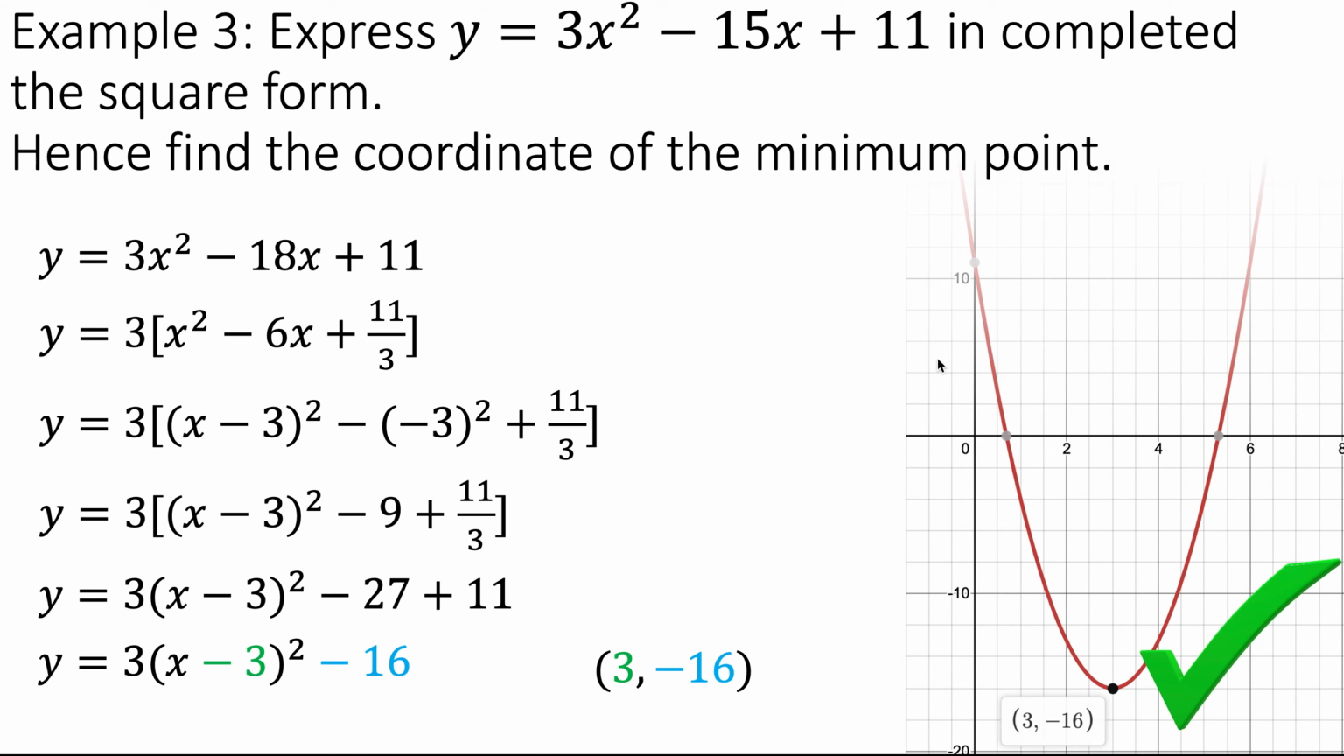And the x coordinate is the opposite of what's in the bracket, it's plus 3. And the number on the end is the y coordinate. The minimum point of this graph is (3, minus 16), and we've done. That is the final answer.